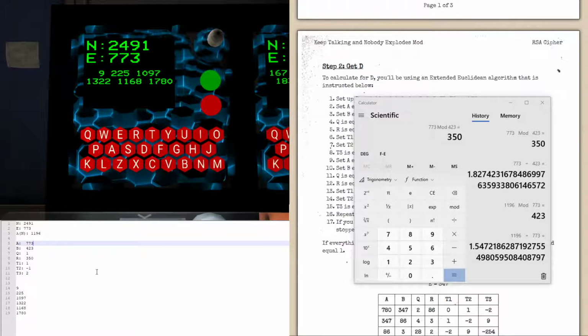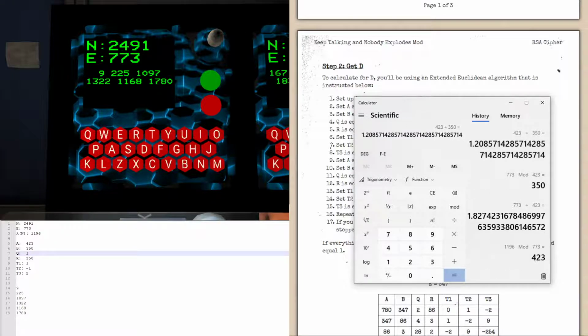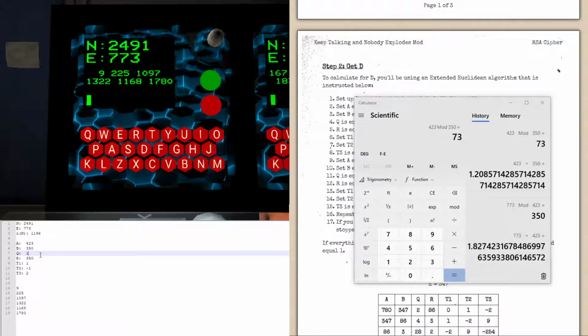So now we set this to B, 423, and set this to remainder, so 350. Then 423 divided by 350 is going to be 1 in this case. Then we're going to take 423 modulo 350. This gives us 73. No, this should be 1. Remainder should be 73.